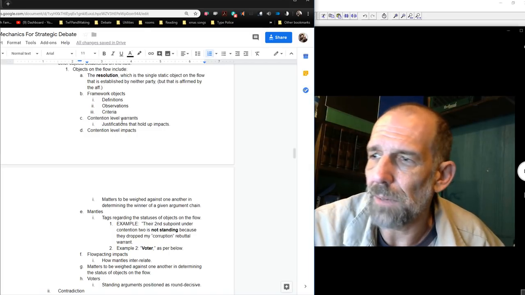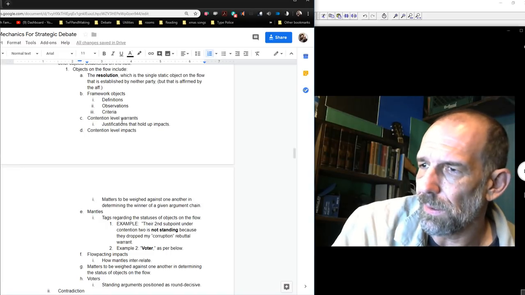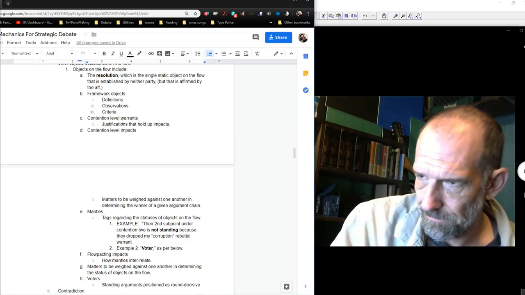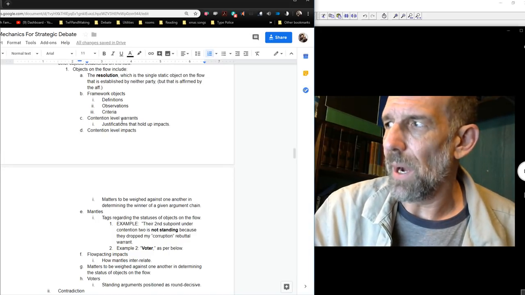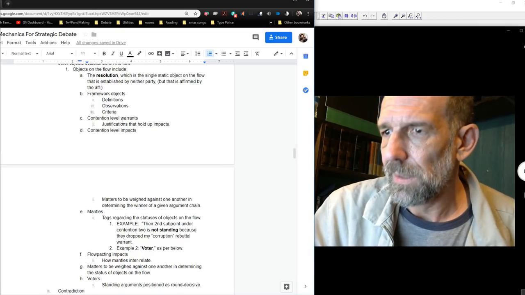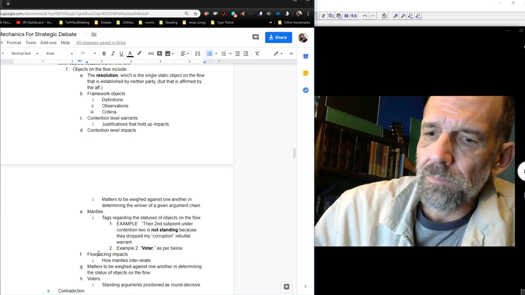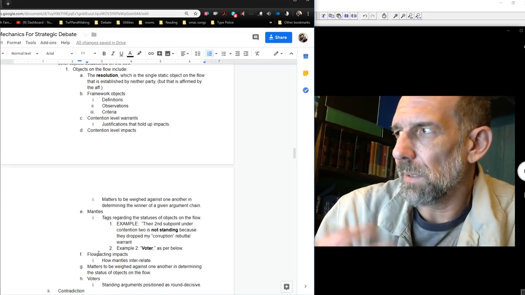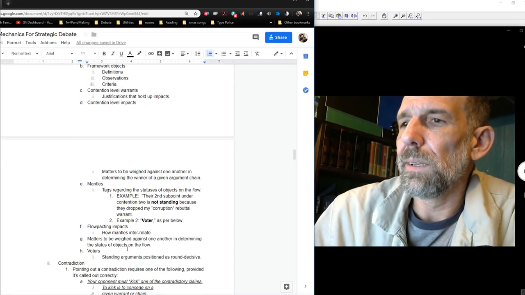Mantles, tags regarding the statuses of objects on the flow. Example, their second subpoint under contention 2 is not standing because they dropped my corruption rebuttal warrant. Not standing is a mantle that you put onto an argument. Another mantle might be voter. This argument is a voter here, Judge, because, and you explain why, it wins you the round by itself, even if you lose all the other ones. Flow packing impacts. How mantles interrelate is flow packing. So that's what I was just demonstrating right there is, if we look at the different arguments here, Judge, this one is still standing, and it's a voter because it's got this much impact, and his things don't have that much impact.